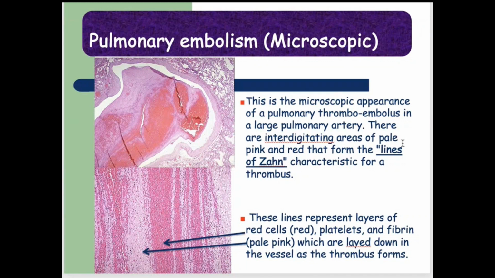These are called lines of Zahn, Z-A-H-N, because of the flow. If you put blood in a test tube, it will clot, and all the RBCs will be separate and platelets and other things will be separate. You won't find layering in the clot. You'll find the layering only in the thrombus because the blood is also flowing. That is why you get this layering.